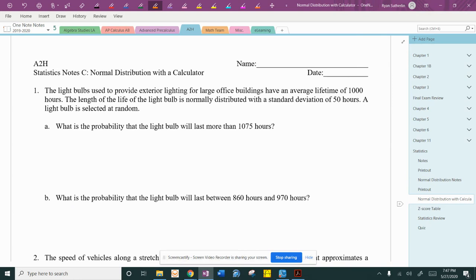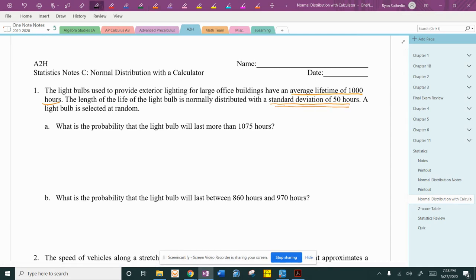So let's look at our first problem. The light bulbs used to provide exterior lighting for large office buildings have an average lifetime of 1,000 hours. So there is our mean. The length of the life of the light bulb is normally distributed with a standard deviation of 50 hours. A light bulb is selected at random.